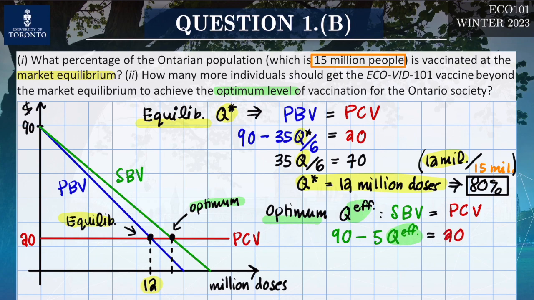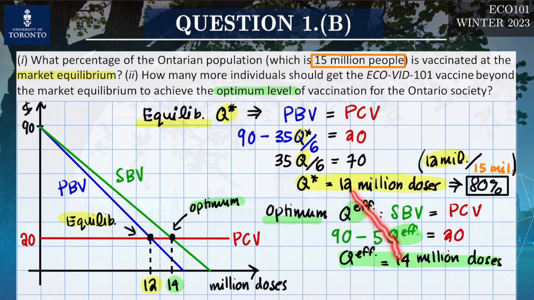And this algebra problem is even easier to solve. We subtract 90 from both sides, and then we divide by -5 on both sides. So we get that the quantity that is really optimal is when we have 14 million people in the province having received the vaccine. So we have 14 million doses instead of 12 million doses. So this is the quantity in here that we were looking for, where private cost of vaccination equals the societal benefit of vaccination.